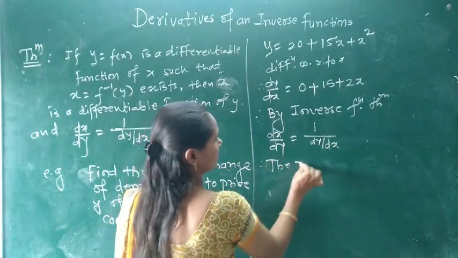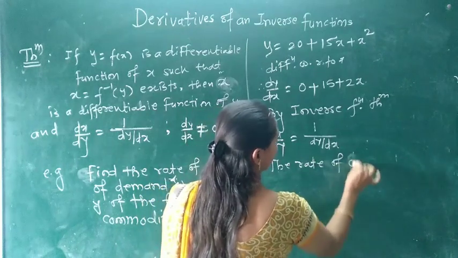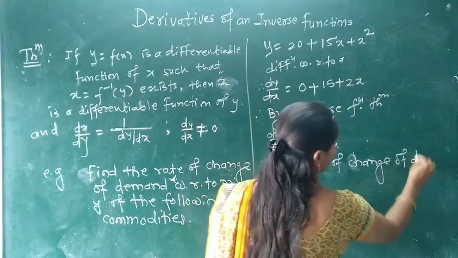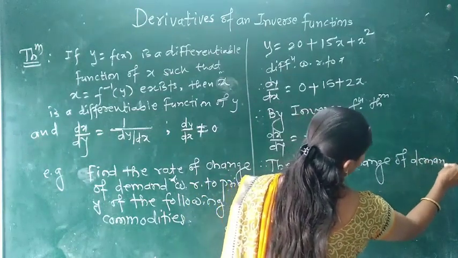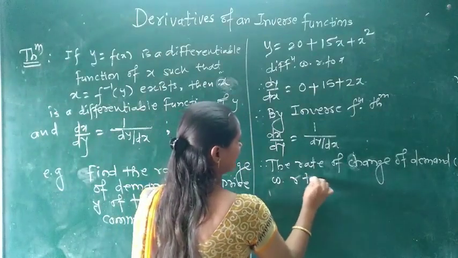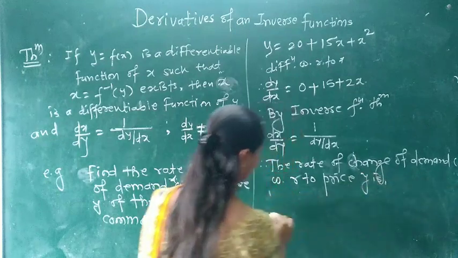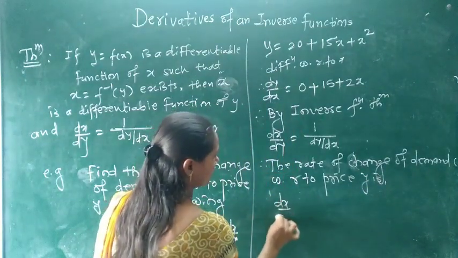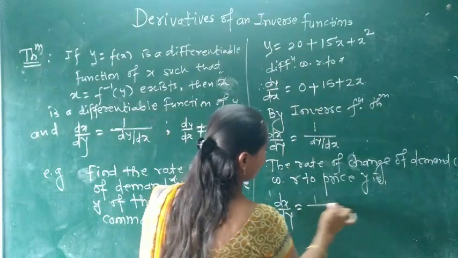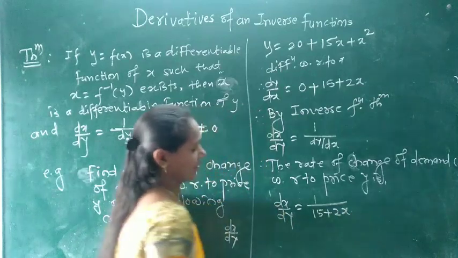Therefore, the rate of change of demand x with respect to price y is dx upon dy is equal to, write this term, 1 upon 15 plus 2x.